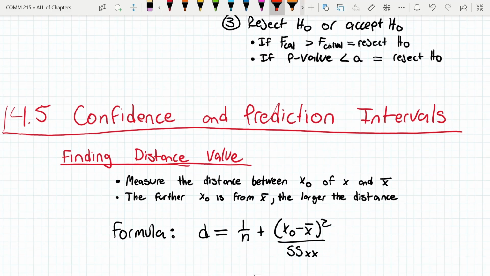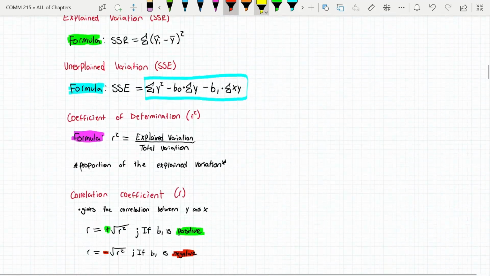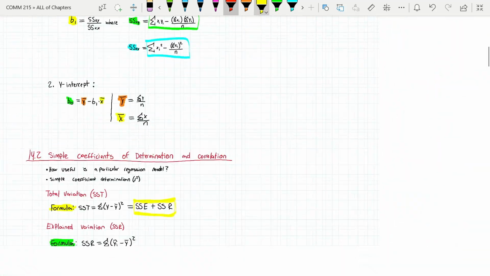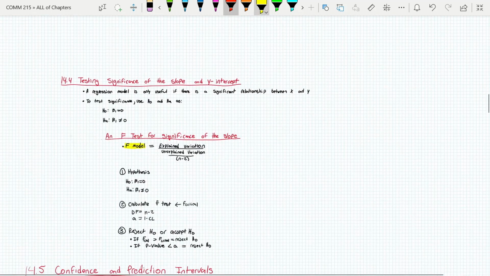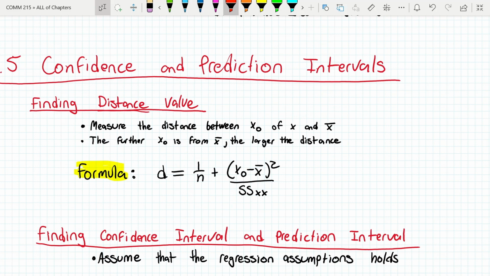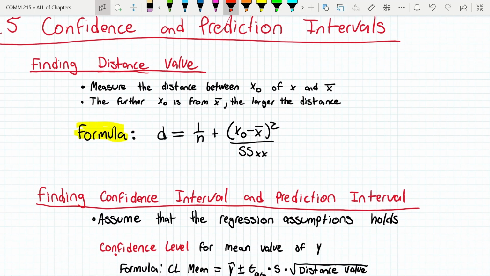Formula, so I'll put that in yellow here, and it's d is equal to 1 divided by n plus (X0 minus X bar) to the power of 2 divided by SSxx. And I already showed you guys how to find SSxx on top. X bar, I believe I already showed you. Yeah, right here, just the sum of X divided by n. And then your X0 is something that the question will give you, so that's where you want to find your distance from.